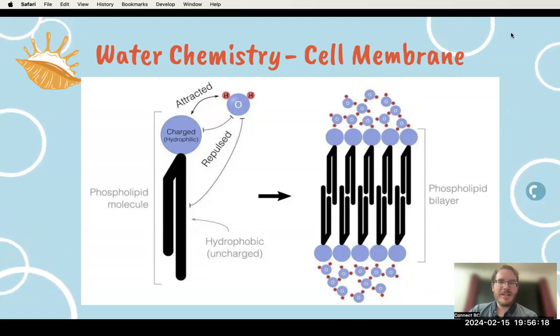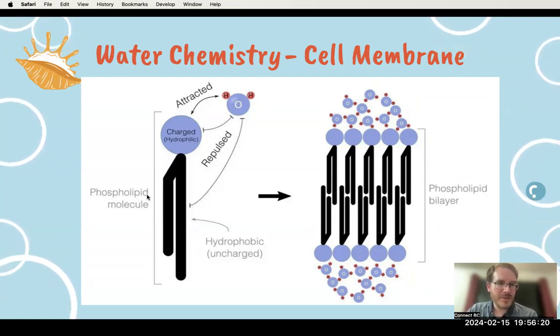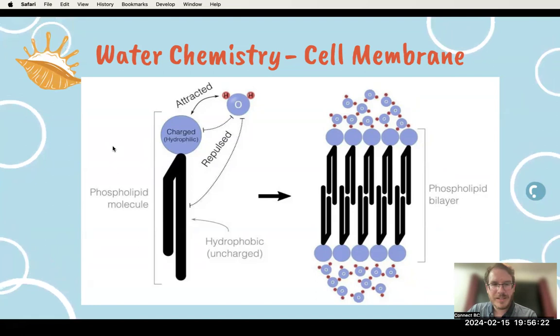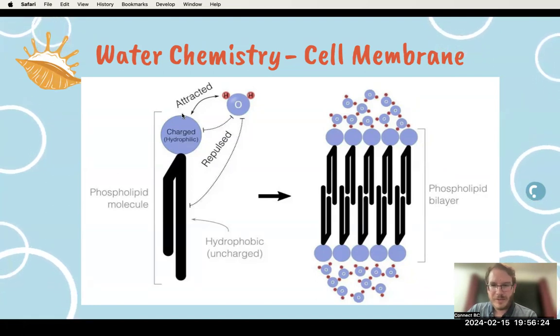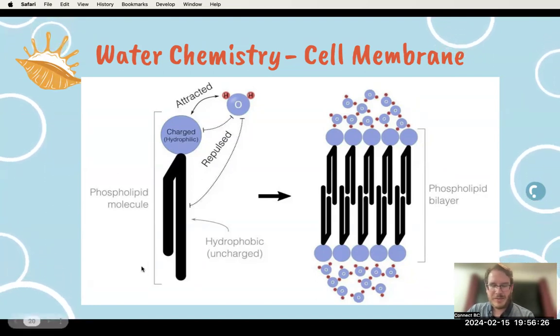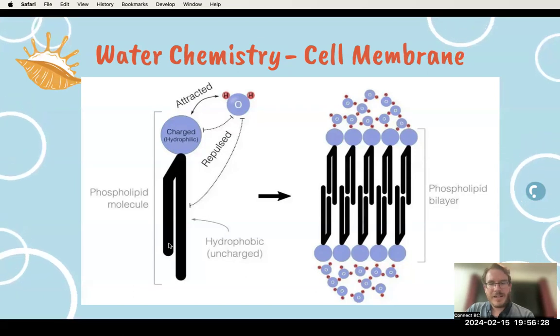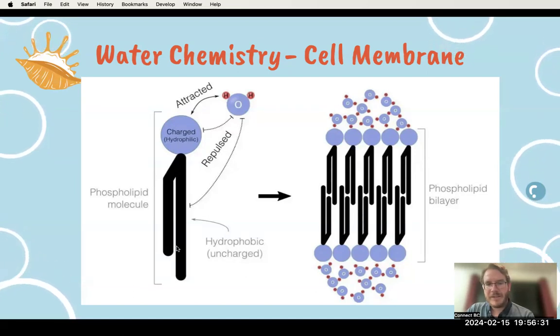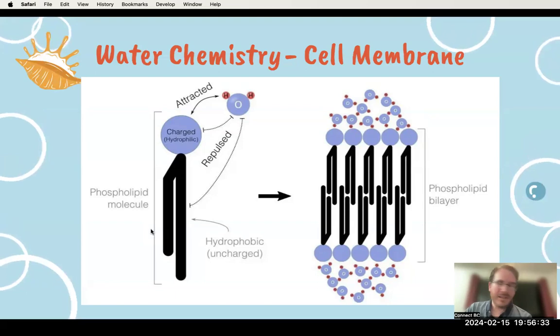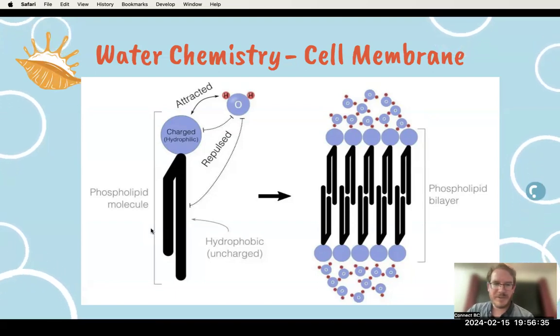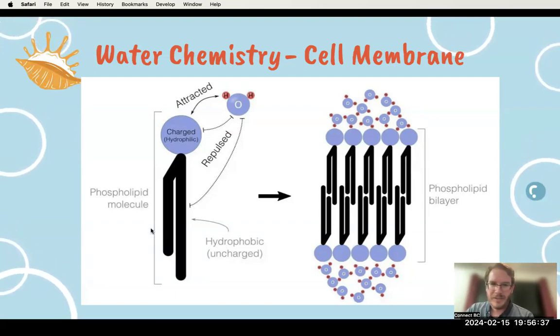So the cell membrane is made up of a whole bunch of what we call phospholipid molecules on the left-hand side here. And they look like a funny jellyfish. They've got a little circle bit at the top, and then they've got tails. And so these tails are fats, and fats are very hydrophobic. They don't like water. They're not charged. They don't want this positive, negative stuff. They just want to do their own thing.